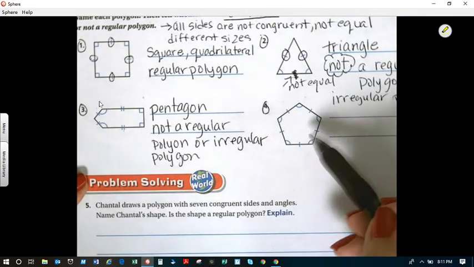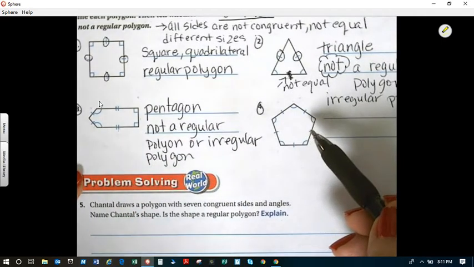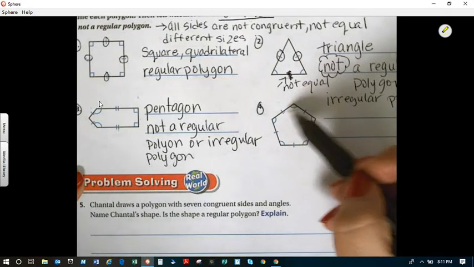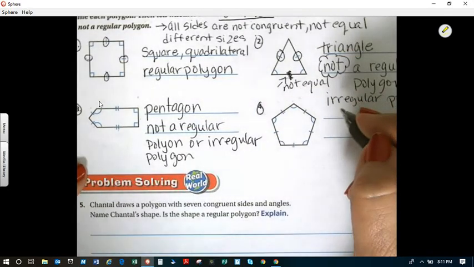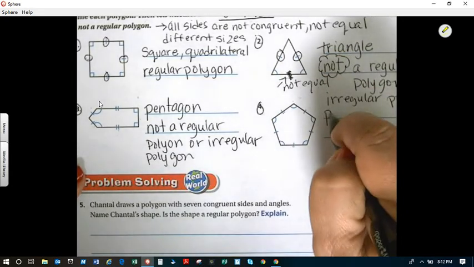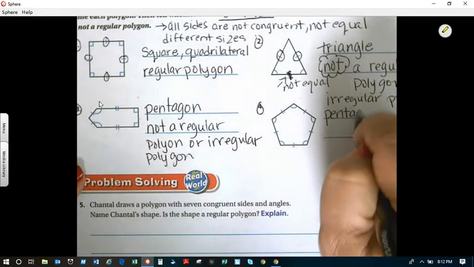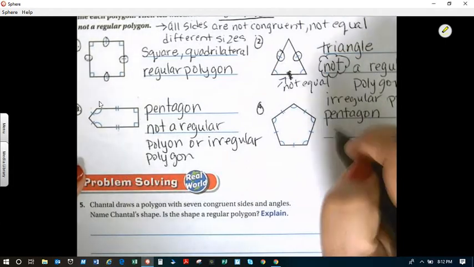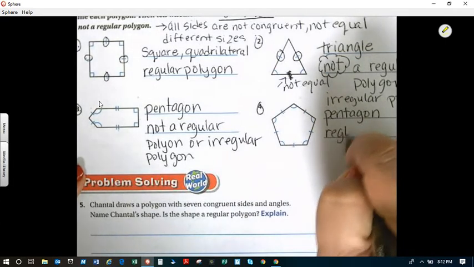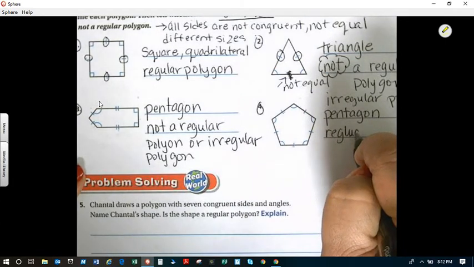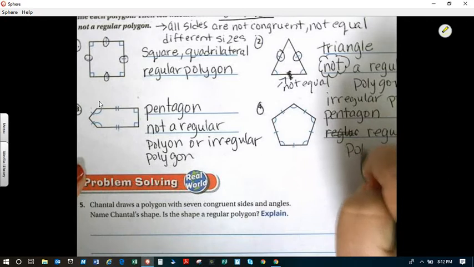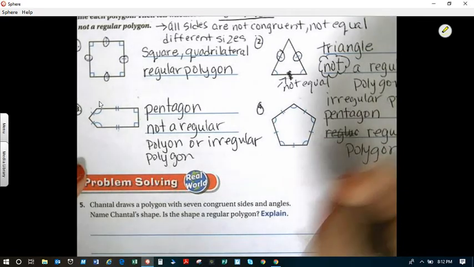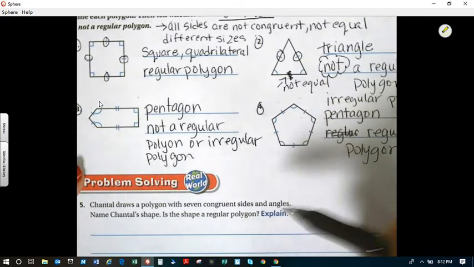And looking at this one over here, what do we call this one? I have 1, 2, 3, 4, 5. This is a 5-sided figure as well. We call this a pentagon as well. And this is a regular polygon. Because all sides are congruent, all sides are equal, they're all the same side.